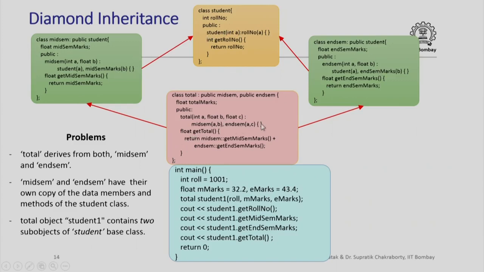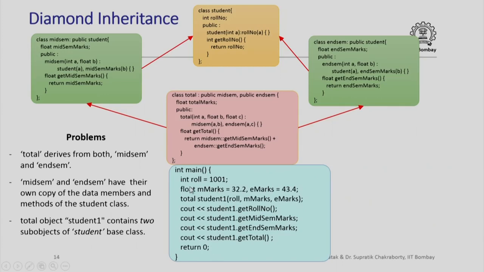As you can see, that intent is clear when I am specifying these 2 constructors of midsem and endsem from the constructor of total. I want to specify the same roll number for the student in both of these constructors. So I really want the same student object to be associated with both of these, but the way we have specified this class over here, that is not going to happen. I will get 2 copies of the student object.